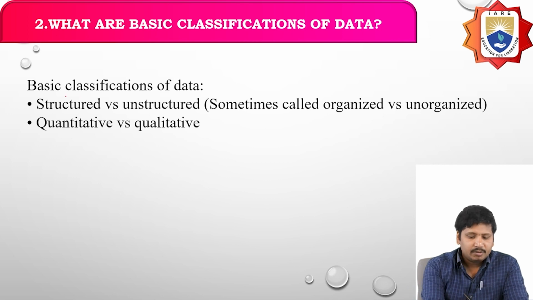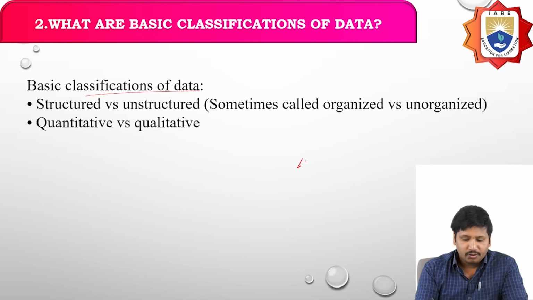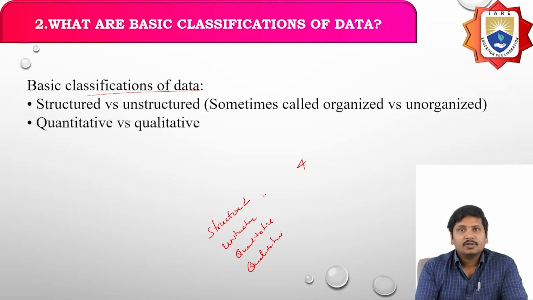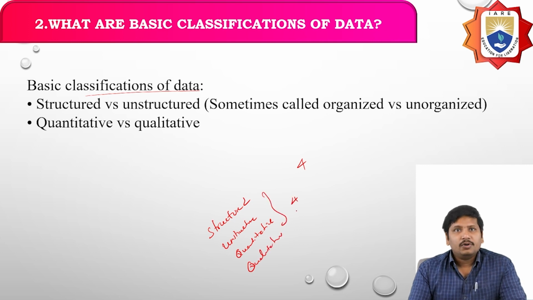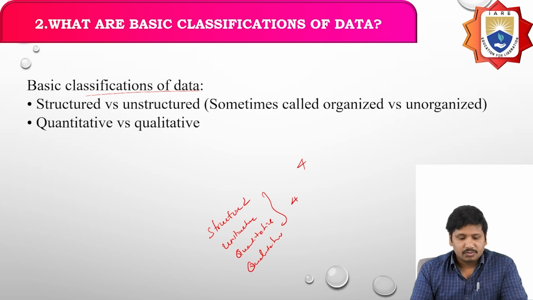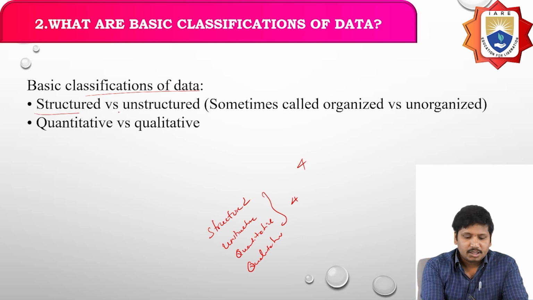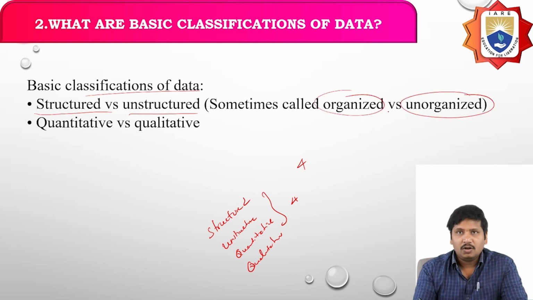Normally the data is classified into four categories. The first are structured data and unstructured data, and then quantitative data and qualitative data. These are the four types of data classification. Sometimes structured and unstructured data are also called organized and unorganized data.